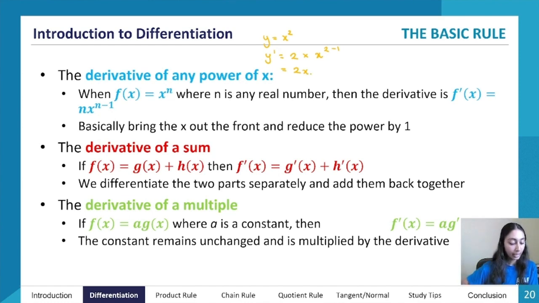Okay? But yeah, you're going to bring out the power to the front and then reduce the power up the top by 1. Okay? And then the derivative of a sum, so f of x is equal to g of x plus h of x, well, basically all you need to do if they're being added together is individually differentiate everything. Going back to our original example of y is equal to x squared plus 4x plus 4, I'm going to give you a quick second to try and differentiate that on your own, just using that rule that I just introduced you to.